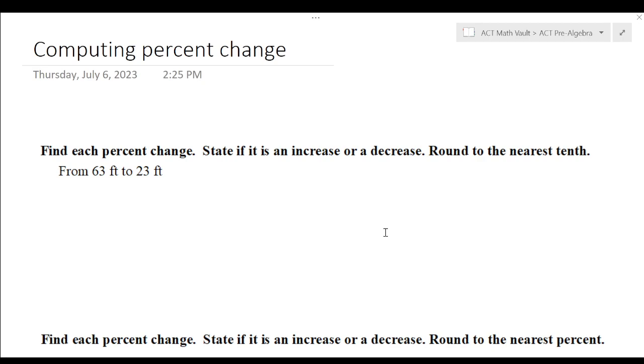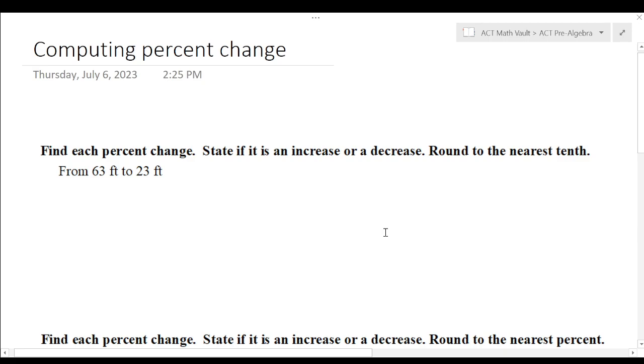Now, this is commonly mistaken with a different concept, and that is, what percent of the 63 is the 23? But what we care about is the actual increase or decrease. Now, this is going from a larger number to a smaller number, so it's going to be a decrease.